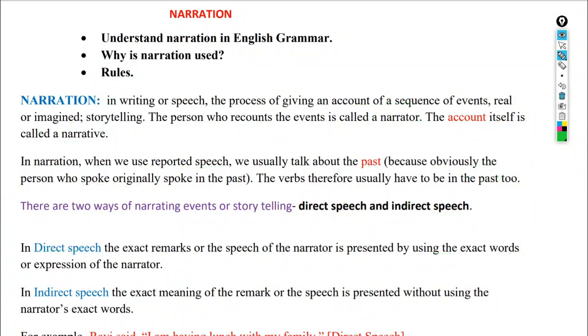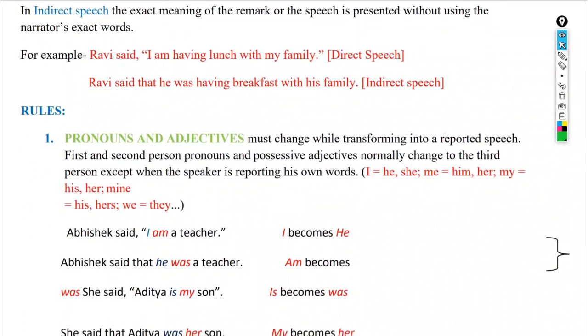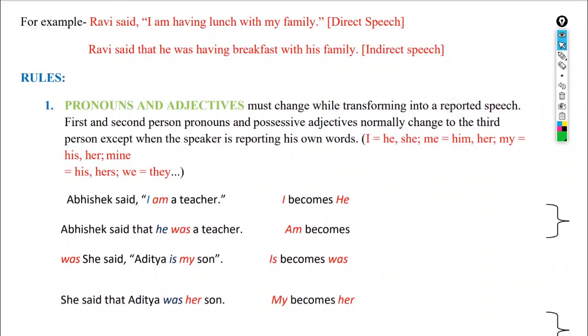Therefore, let us proceed. So here you go. We'll see some examples. Let us see the first example. Ravi said, "I'm having lunch with my family." Direct speech.